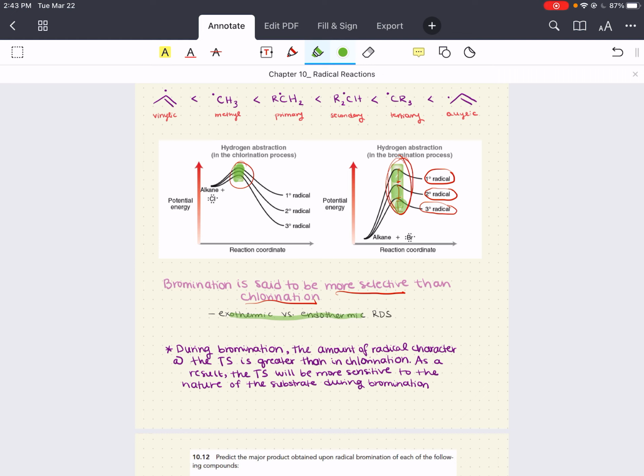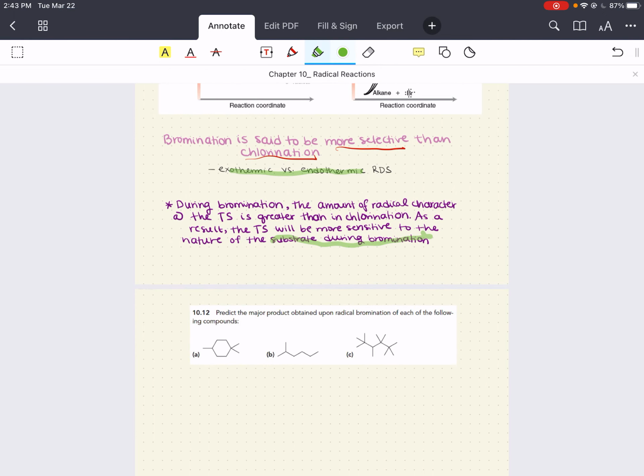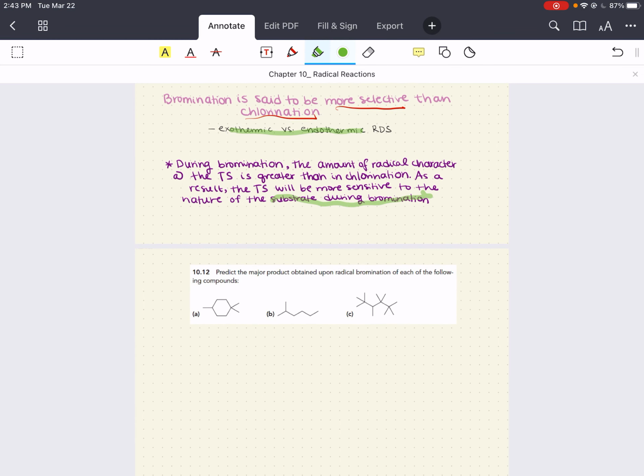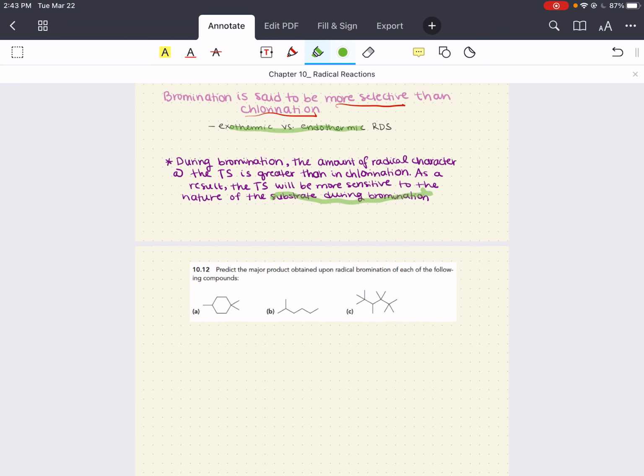During bromination, the amount of radical character at the transition state is greater than in chlorination. As a result, the transition state will be more selective to the nature of the substrate during bromination. So that is very important to keep in mind. Fantastic. Let's do a quick practice problem.